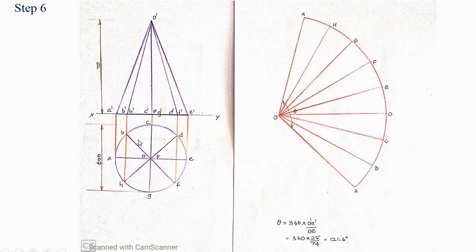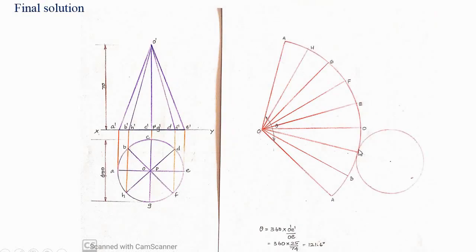And there is a base circle. In the final solution, you can draw the base circle. You can draw the circle at any point here because it is just indicating the base. So this is the final solution of the given problem.